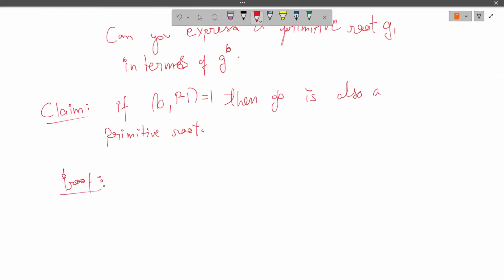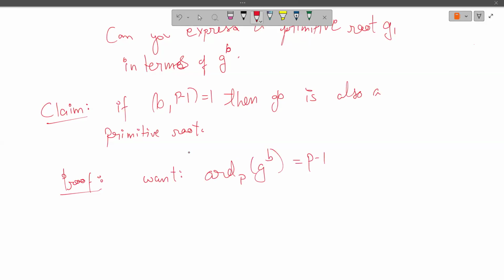I think I should just prove it. It does not take too long. Okay, so how do we show that something is a primitive root? Tell me this. How do we prove that something is a primitive root? Nothing smaller than p minus 1 can be the exponent. Yes, the order is p minus 1. We want that the order modulo p of g raised to the power b is equal to p minus 1.